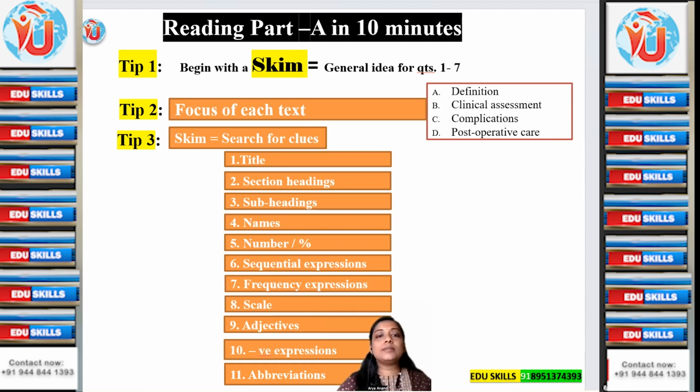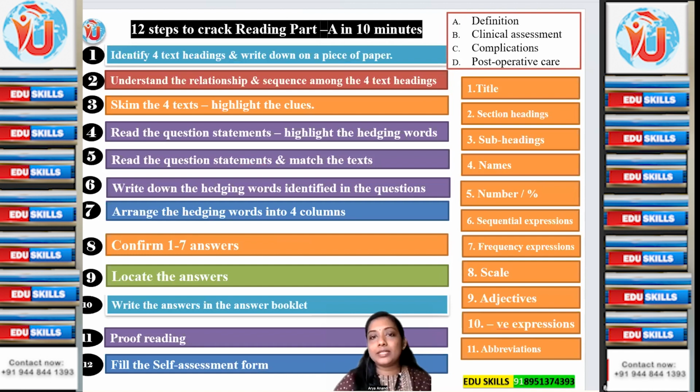Then, 12 steps to crack reading part A in 10 minutes. I told you that you can crack reading part A in 10 minutes, but for that, what do you have to do? These are the 12 steps you have to follow when you are practicing your OET reading subtest, reading part A. The first one is to identify the 4 text headings and write them down on a piece of paper. Definitely the headings will be there. If the heading is not there, many of them will ask, if in text A there is no heading, what do we have to do?